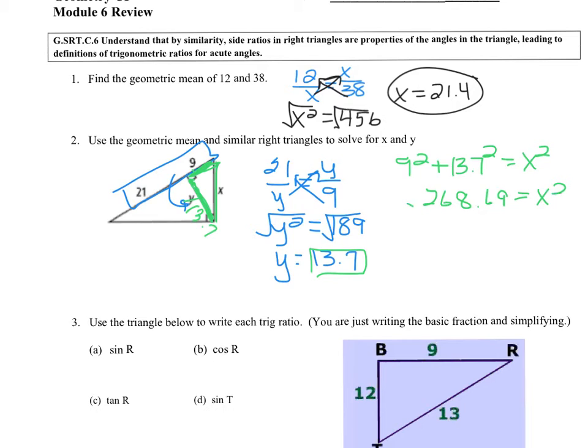And to get x by itself, I'm going to square root that answer. And so I'm typing in the square root of 268.69, and I'm getting 16.4 as my x. And we're done here.